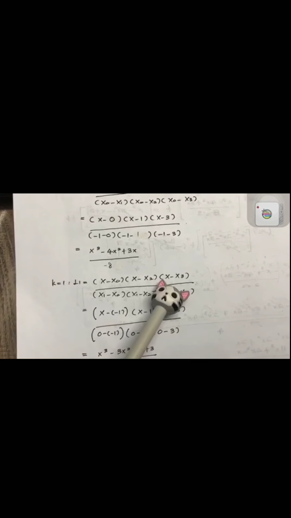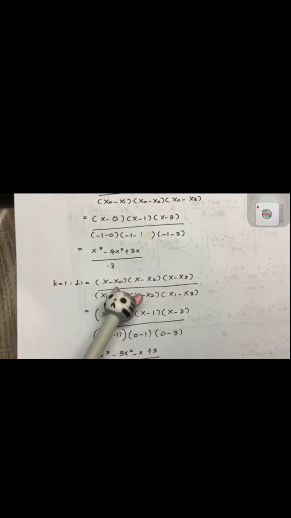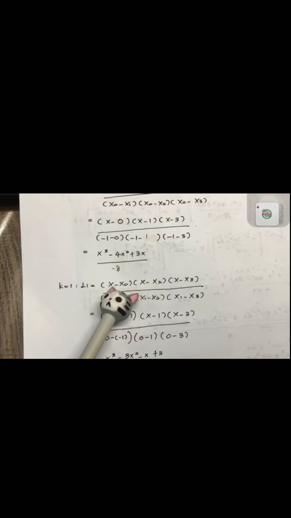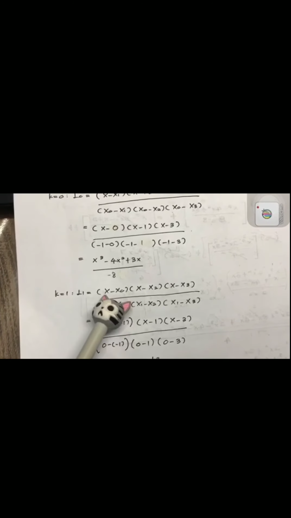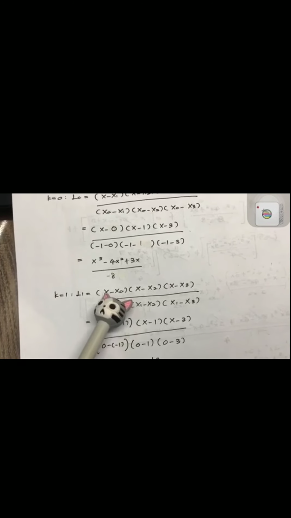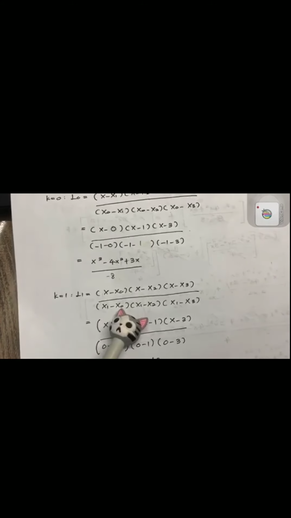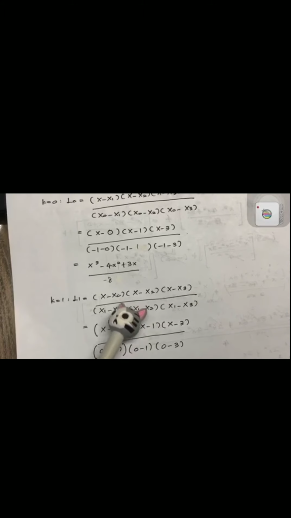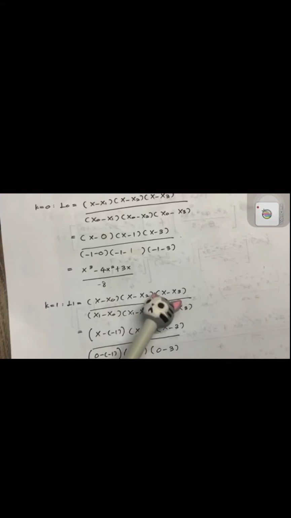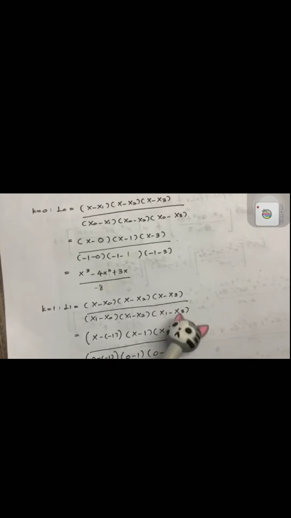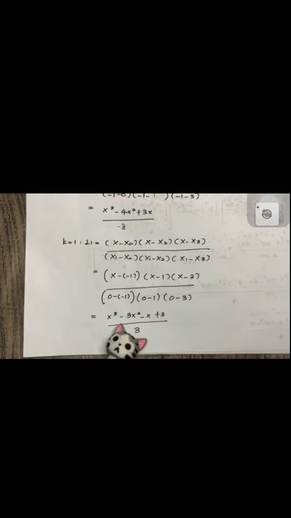For L1, we apply the same concept, which is x minus x0 times x minus x2 times x minus x3. The upper side should not include x1. That's why we use x. Below, we can use x1, but at this side, upper and lower are the same: x2, x2, x3, x3. We substitute the value into the formula and we got this function.